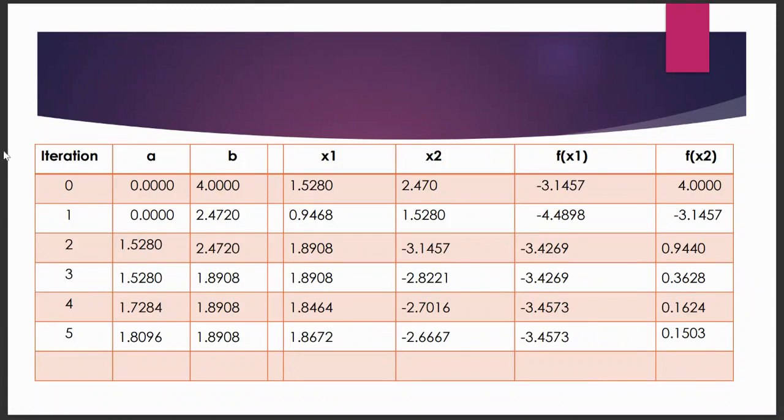So the iterative table is given like this. The a comma b values are simply the interval. So after the first step, the interval is minimized. The second iteration is given like this, with the x1 and x2 values and the evaluation values.